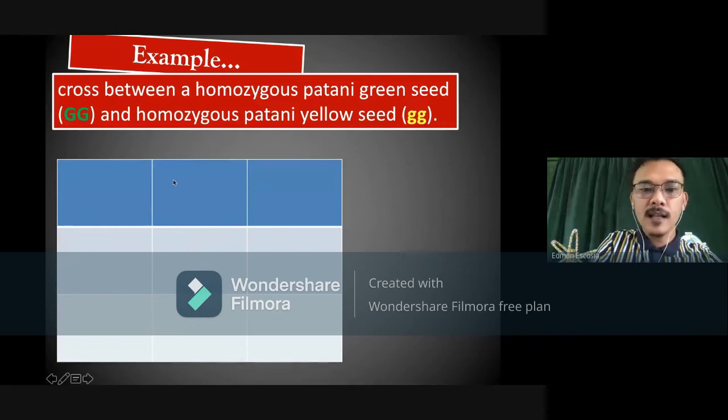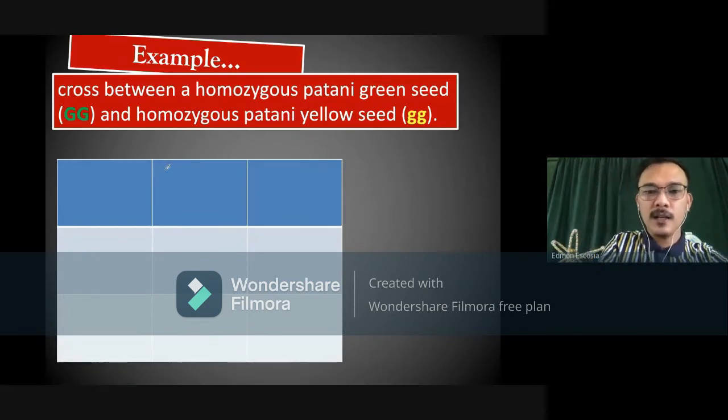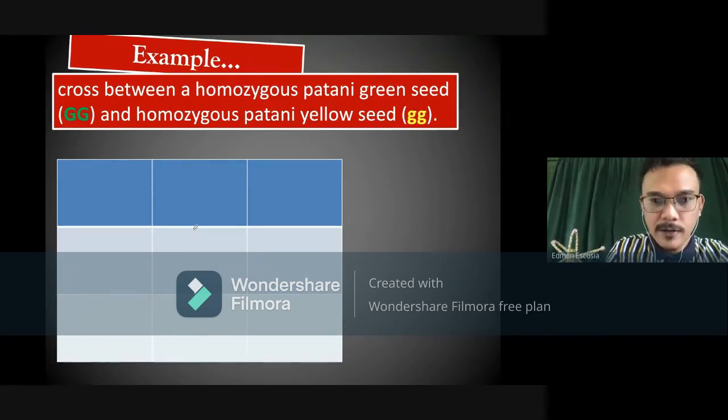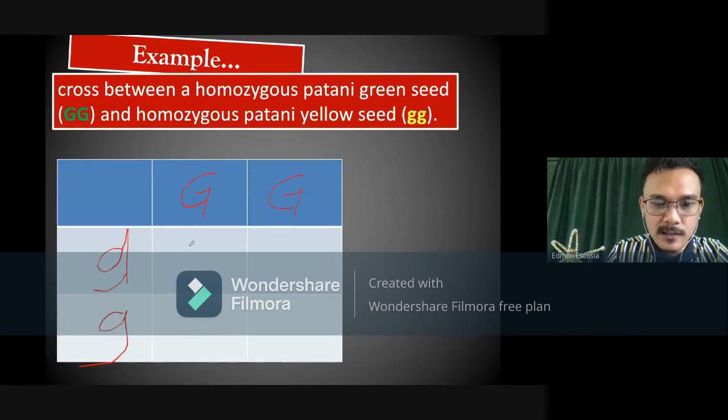This time, let's have a cross between homozygous green seed, the same example earlier, and the homozygous yellow seed. So we have the Punnett square already here, and what we're going to do is to simply represent the alleles. So cross between capital G, this is one, and then another letter G with the other parent, small letter g, and then another small letter g. Okay, so getting the cross, you have mastered this already. Again, the rule is capital letter first and then small letter. So big G, small g.